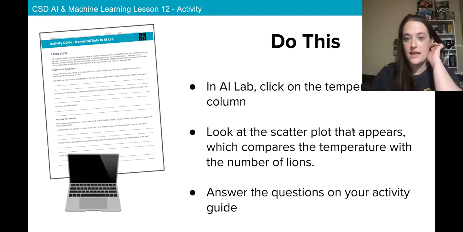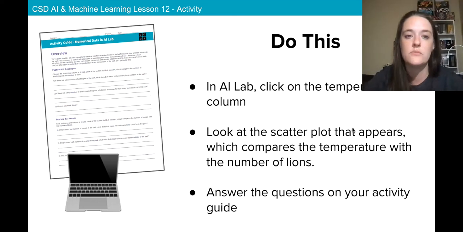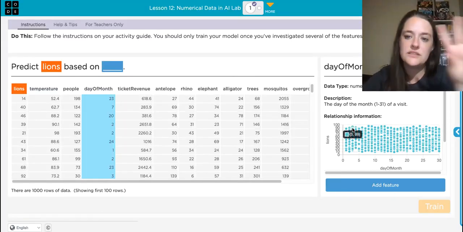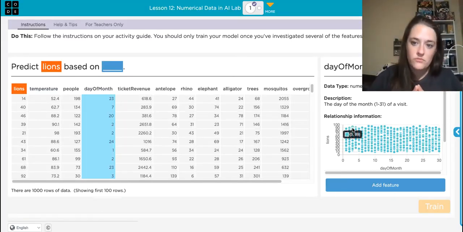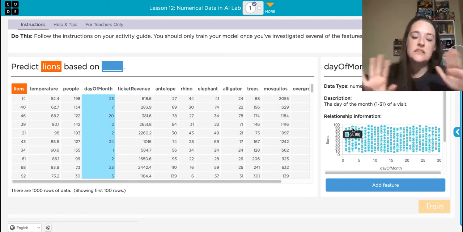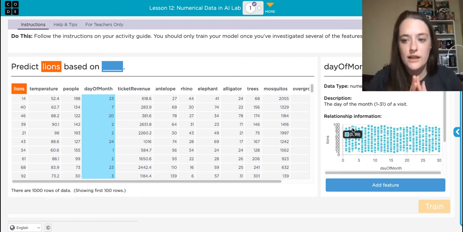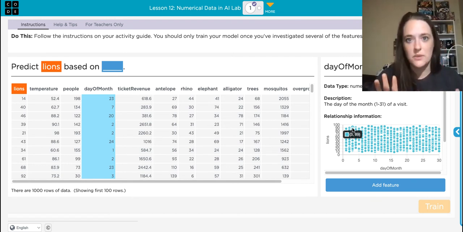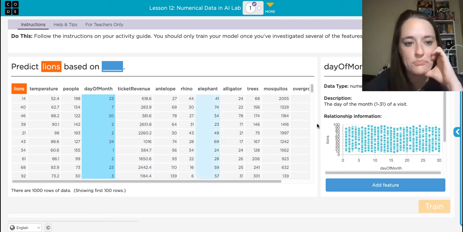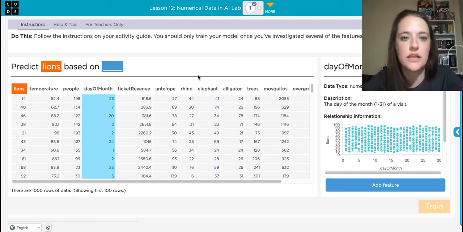All right, in AI Lab, click on the temperature column. So, what can we safely say about the day of the month? It does not matter. The day of the month is irrelevant. At this moment, we see no direct relationship between the number of lions in the park and the day of the month. Okay. We said we're clicking on what?